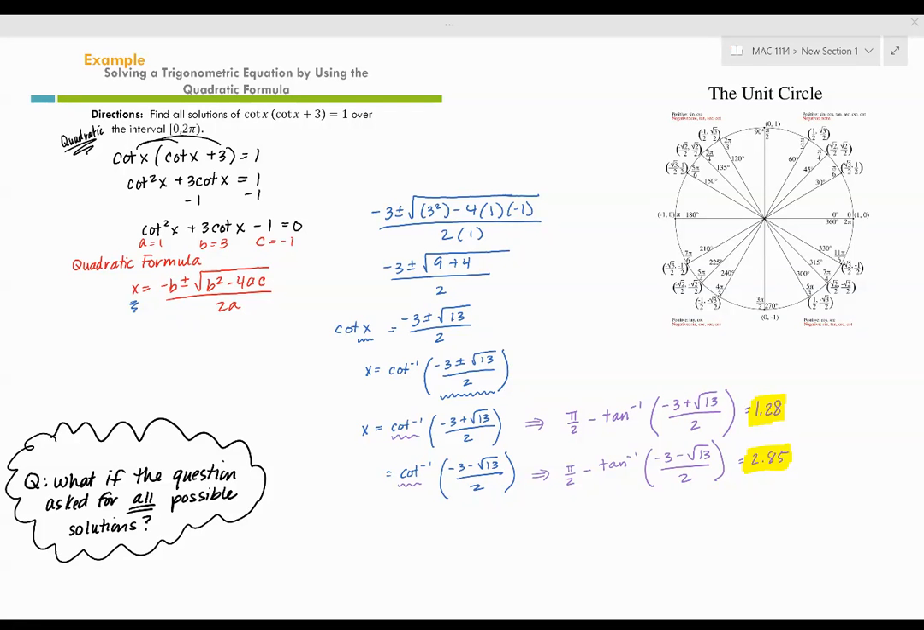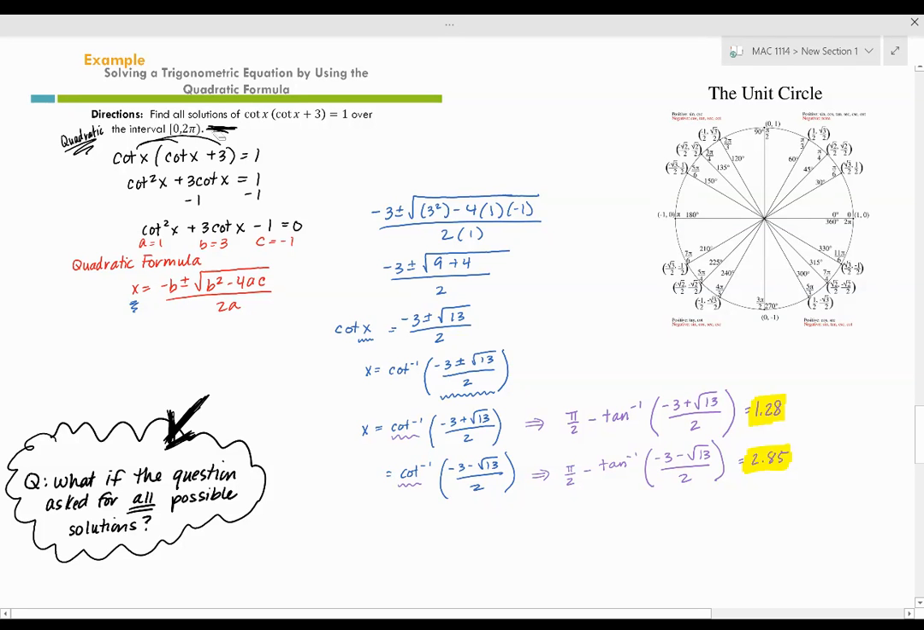All right, you guys, so I have a follow-up question to our last example that we just looked at in this section. So what if the problem would have asked us to find all of the solutions, all of the possible ones that would have made this scenario true, and they didn't give us a restriction between an interval? So in the previous problem that we did before, the interval that they gave us was 0 to 2 pi.